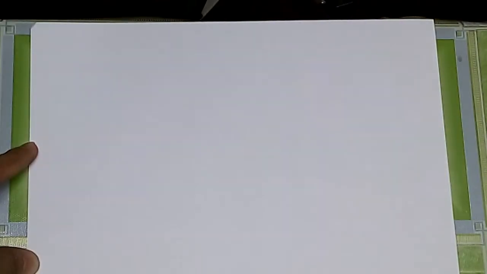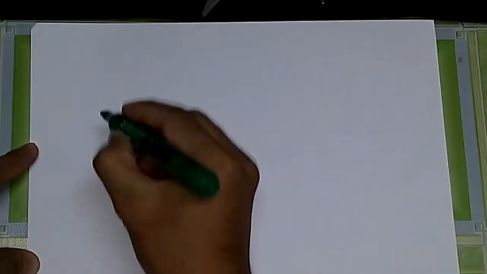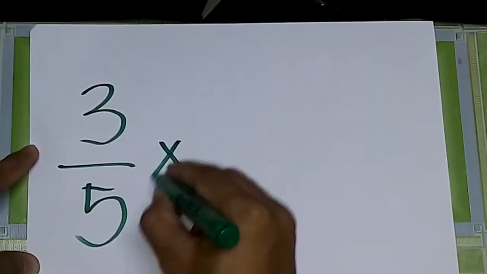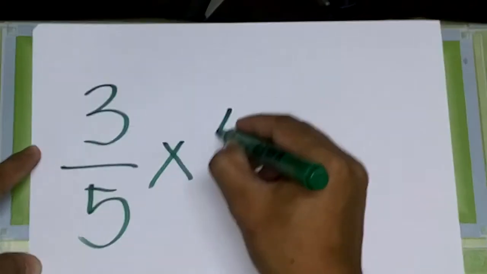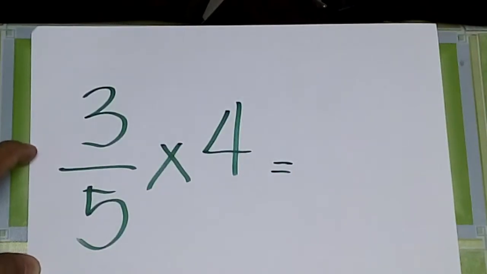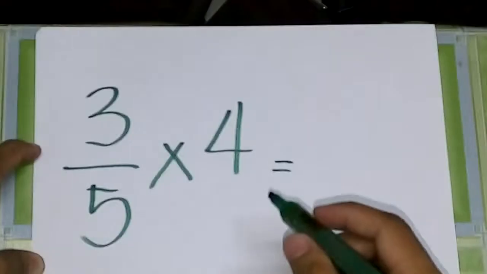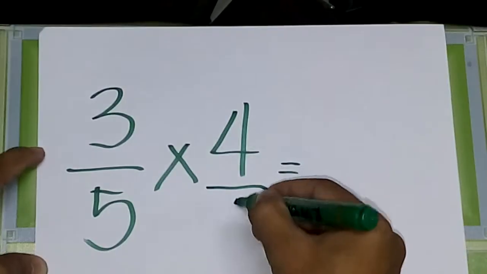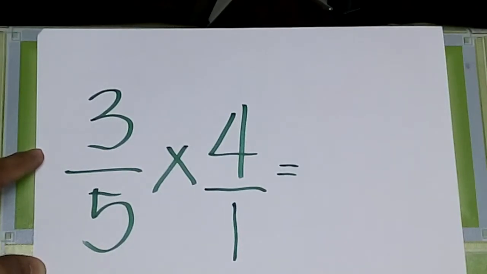So let's say 3/5 times 4. Okay, always bear in mind that a whole number always has a denominator of 1. Any whole number has a denominator of 1. So let us put a denominator of 1. Now it is already a fraction.